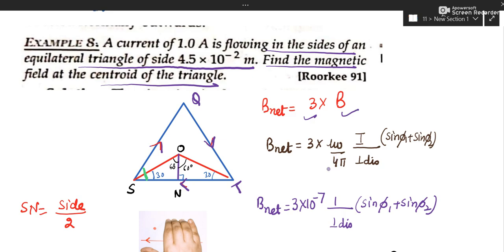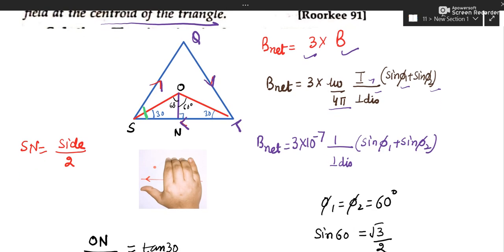Again the formula is the same: mu naught by 4 pi, I by perpendicular distance, into sin phi 1 plus sin phi 2. Phi 1 and phi 2 will again not be 90 because the wires are of finite length. So let us see what will be the angle and what will be the perpendicular distance. Anyway, current is given as 1 ampere, so you can substitute current. Now let us find out phi 1 and phi 2. This is an equilateral triangle, so this angle is 60. So half angle is 30. This is 90.